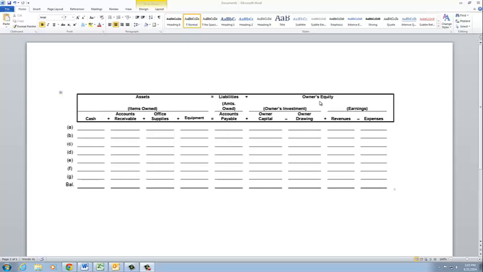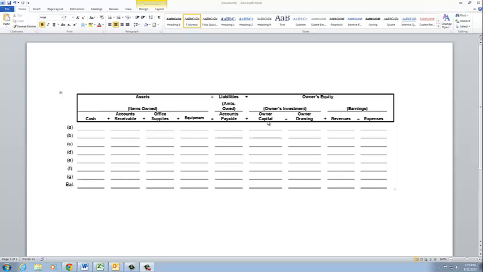Owner's equity is the next element. It is the difference in the assets and the liabilities of a company. In other words, if the company sold all of its assets and paid off its liabilities, what would be left would belong to the owner.